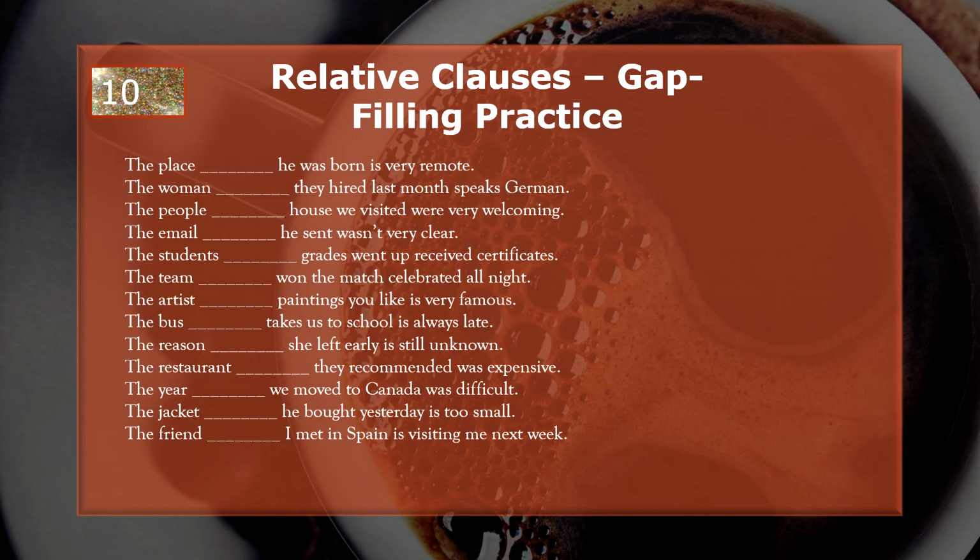Relative clauses gap filling practice part 2. The place he was born is very remote. The woman they hired last month speaks German. The people house we visited were very welcoming. The email he sent wasn't very clear. The students' grades went up, received certificates.